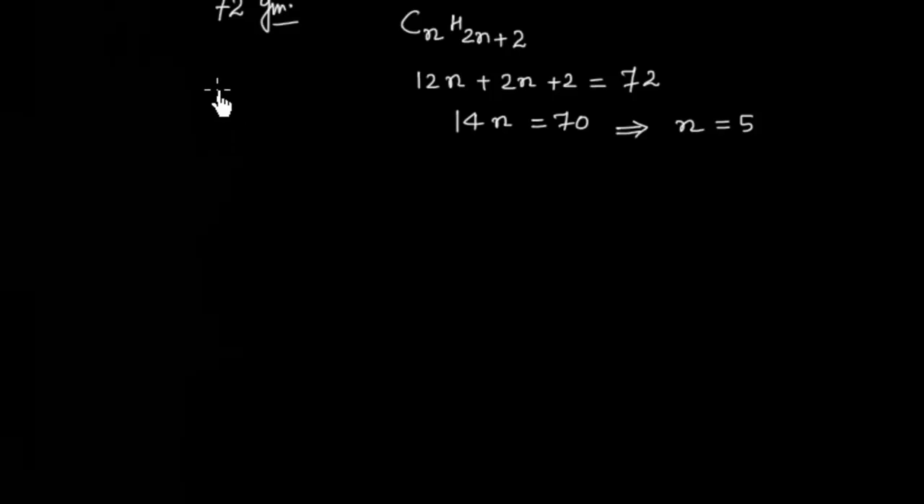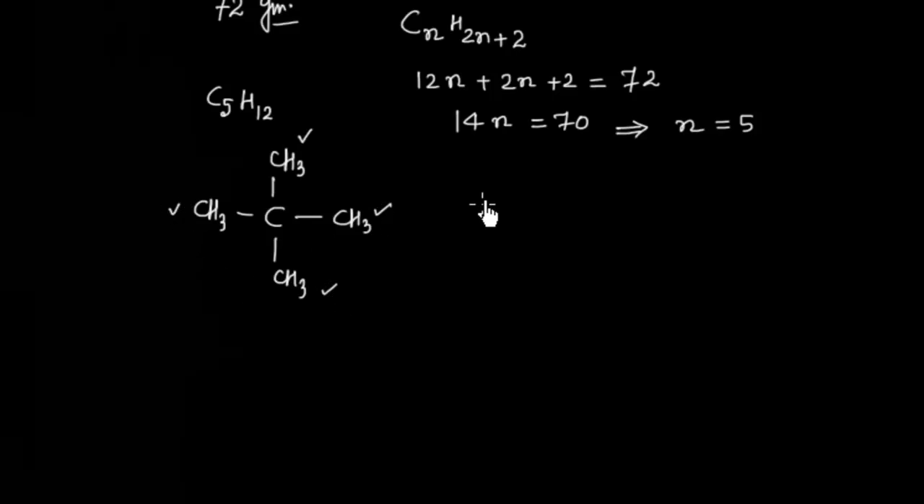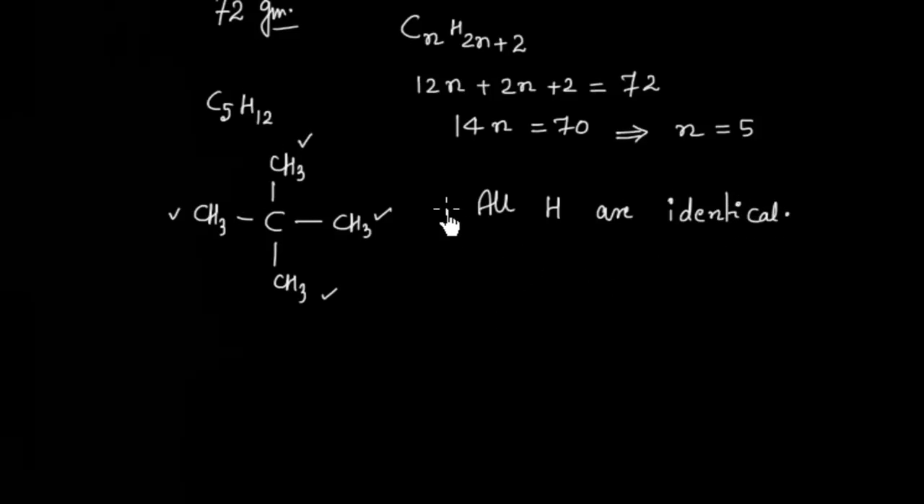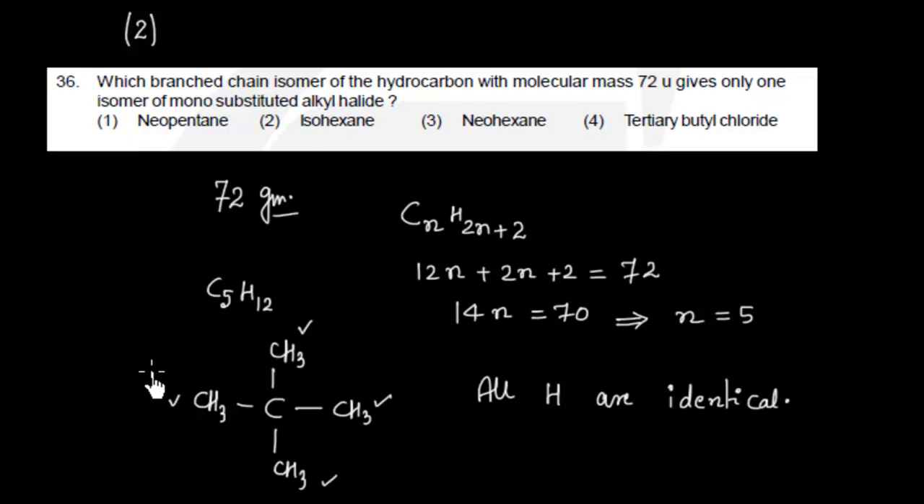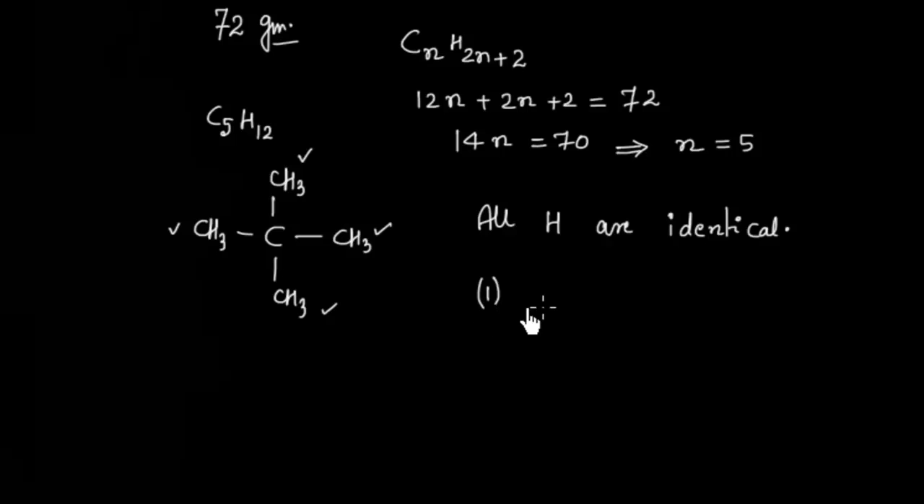So basically I have a compound C5H12. Now I should have all four carbons equivalent, then only can we have one mono substitution product, and that is neopentane. If I have neopentane, this molecule will give only one mono-substituted product, because all hydrogens, this hydrogen, this hydrogen, this one and this one, are identical. So we will have only one substituted product. In this case the answer will be 1. So 1 is the right choice.